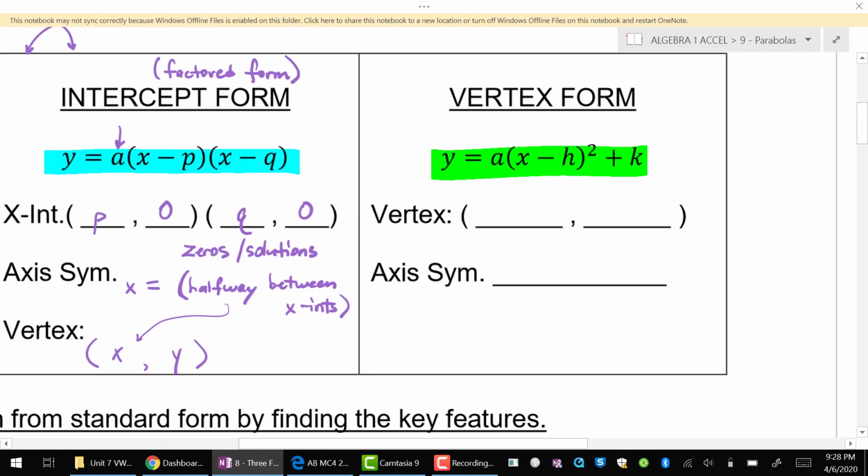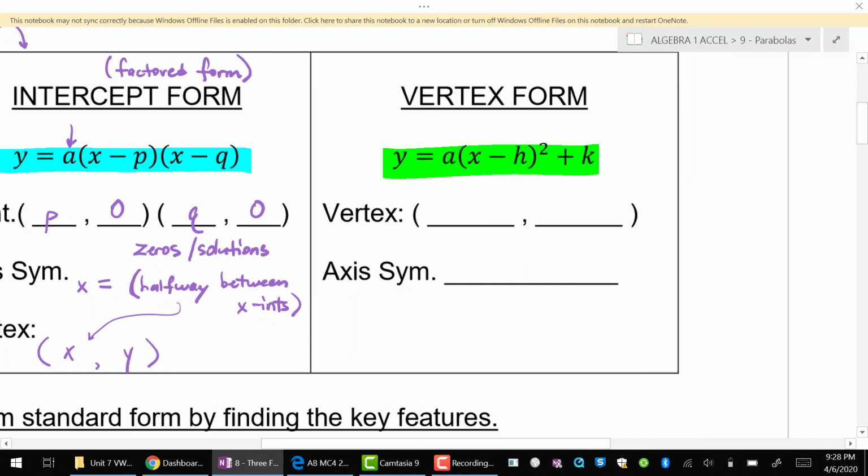Finally, we have vertex form. Vertex form is the form that lets us identify the vertex right away. (h, k). Whatever number h is, whatever number k is in that form, we can write those two coordinates directly in the ordered pair for the vertex.